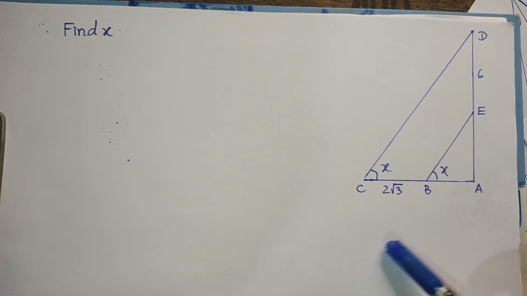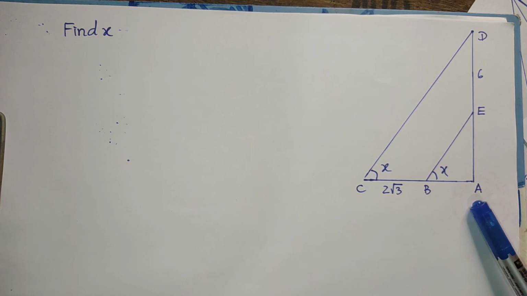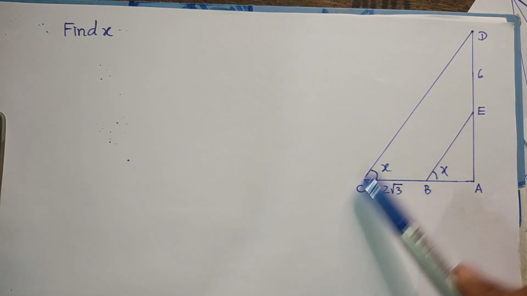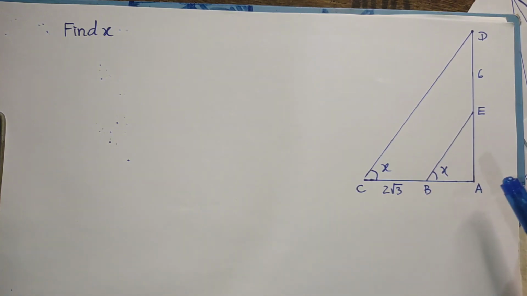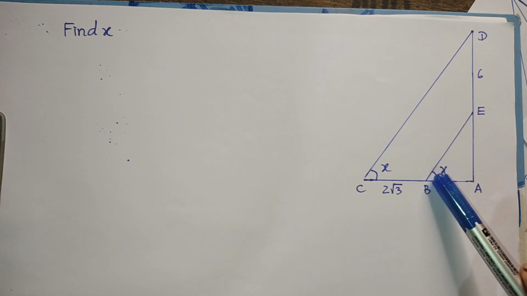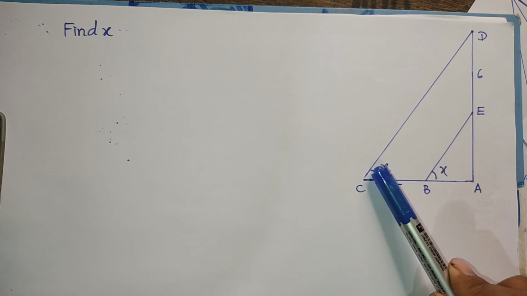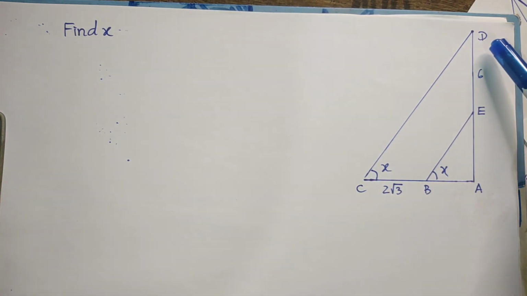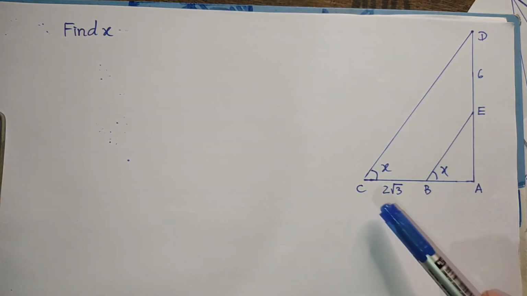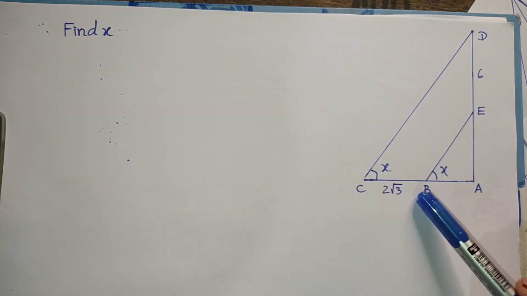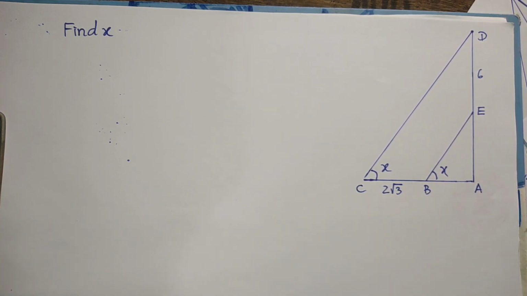Today I have one exercise. In the figure, we have the triangle ACD, where the angle ABE is equal to h and the angle ACD is also equal to h, and the length of DE is equal to 6 and the length of BC is equal to square root 3. Do you know how to show this? If you know, please do it.